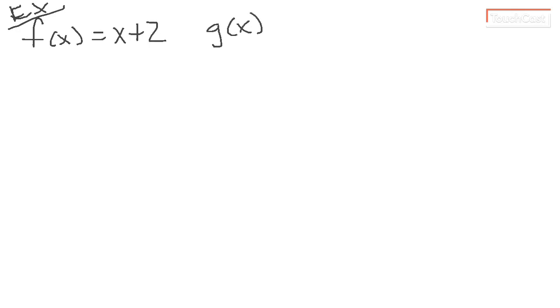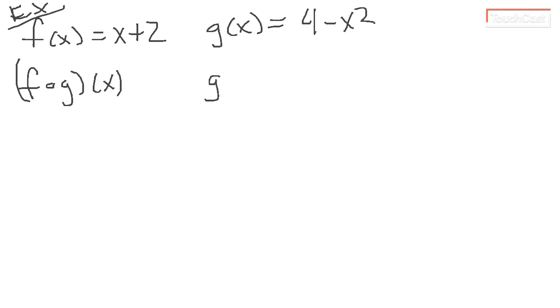So our example, we're going to say we have f of x. F of x is going to equal x plus 2. G of x is going to equal 4 minus x squared. We're going to find f of g of x, g of f of x, and then we're going to find the g of f when x is equal to -2.